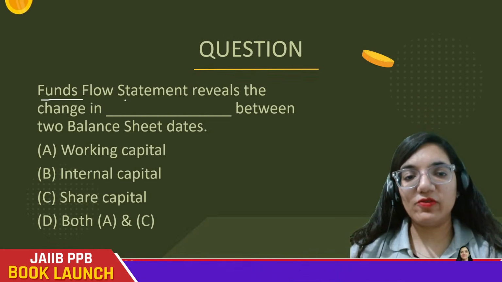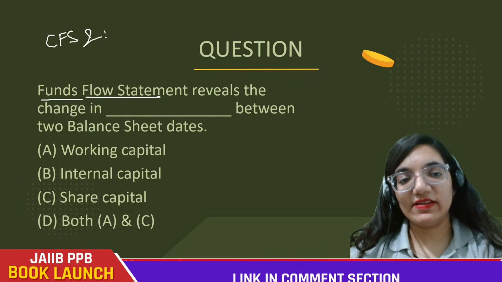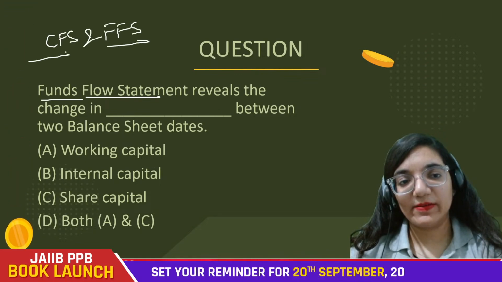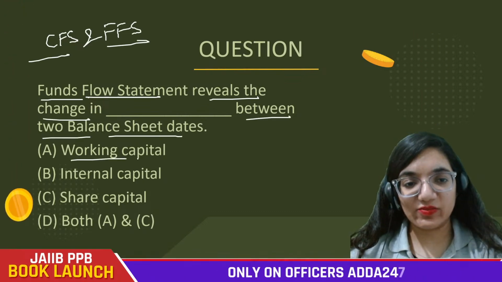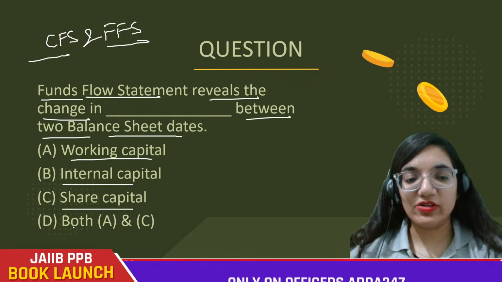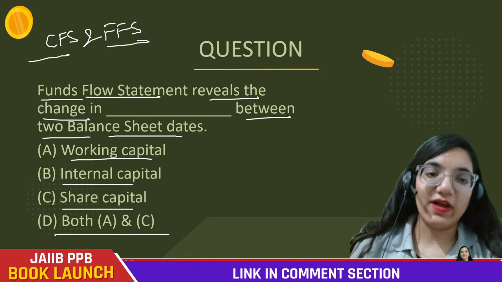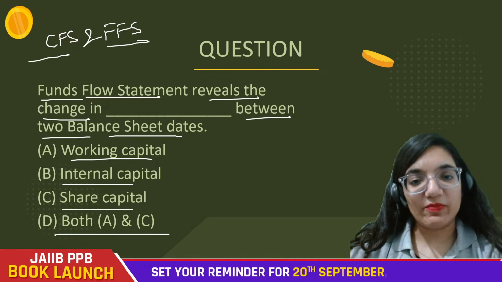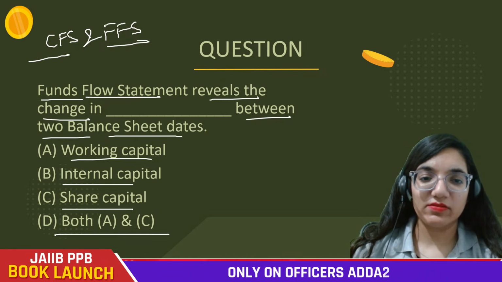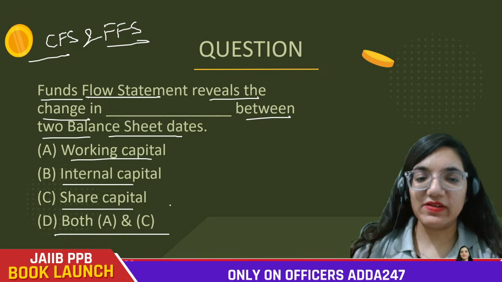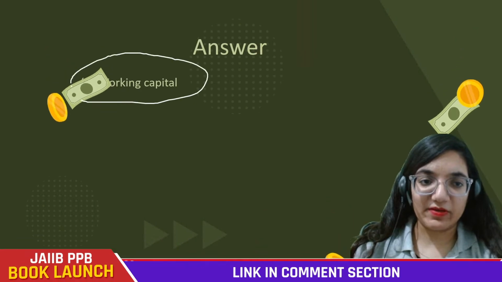Now comes fund flow statement. See, in your book now, there are these particular chapters combined. CFS and FFS. Reveals the change in between two balance sheet dates: working capital, internal capital, share capital, or both A and C. When we talk about fund flow and cash flow, they're talking about between the two balance sheet dates. Fund flow reveals what? Fund flow never reveals about the share capital. It reveals about only and only working capital.